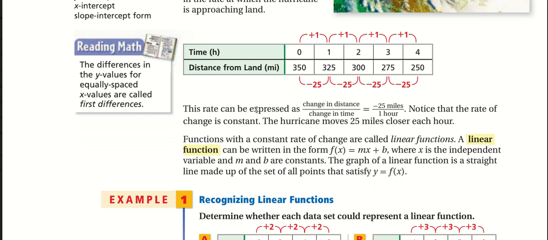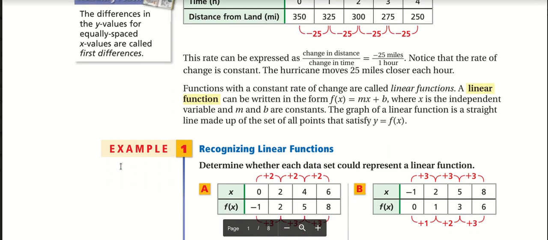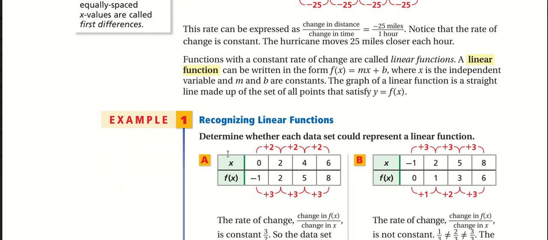Now the rate is expressed as change in distance over change in time. The change in distance for each case is negative 25, and the change in time for each time is 1 hour. So the hurricane is moving 25 miles per hour closer each time. Functions with a constant rate of change are called linear functions.